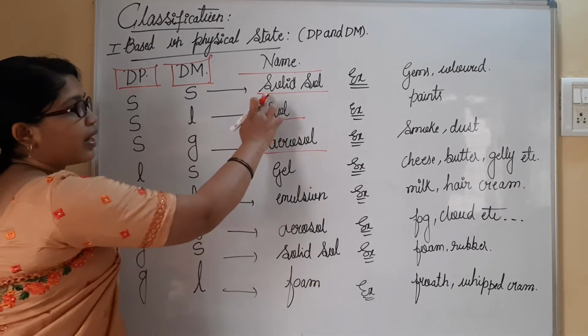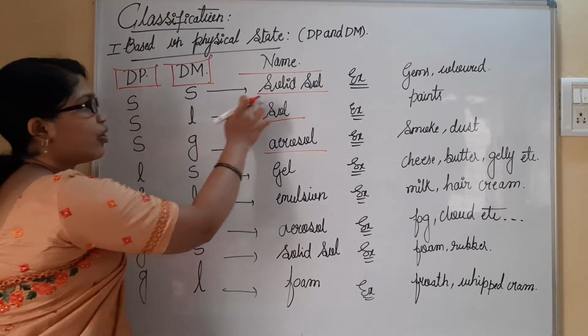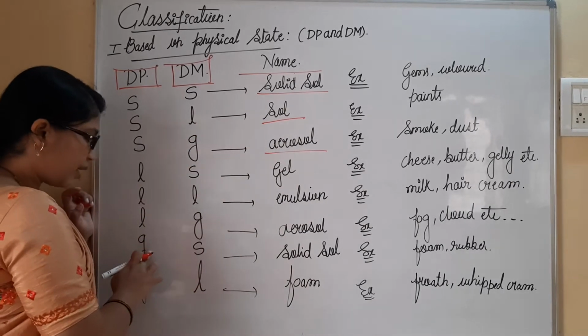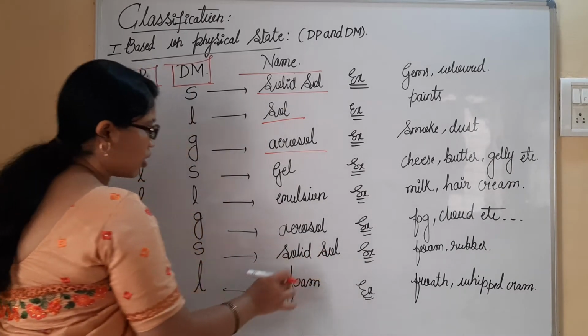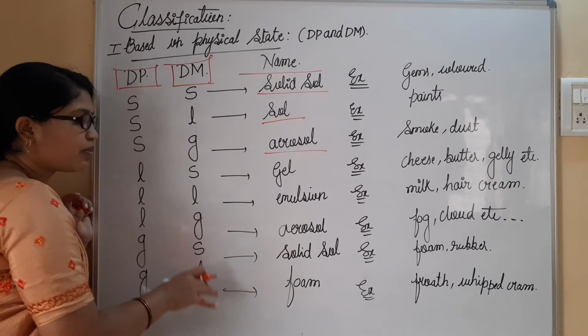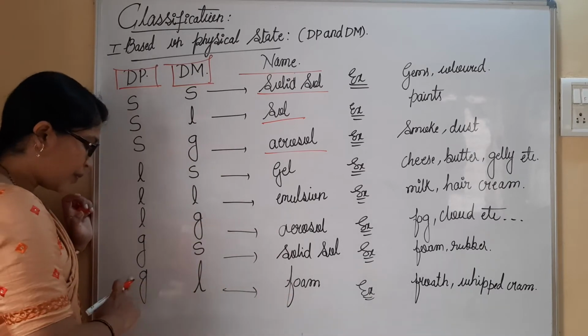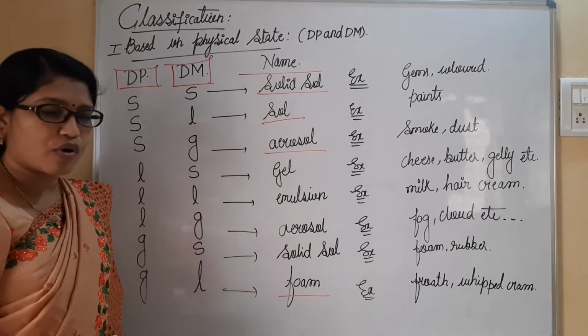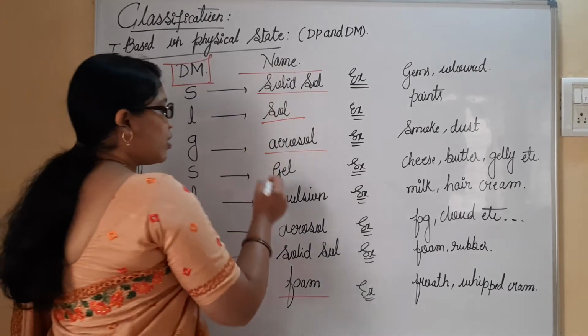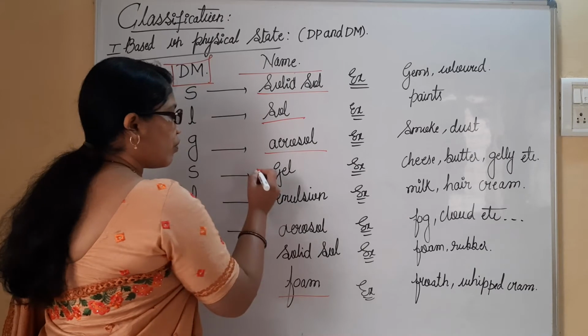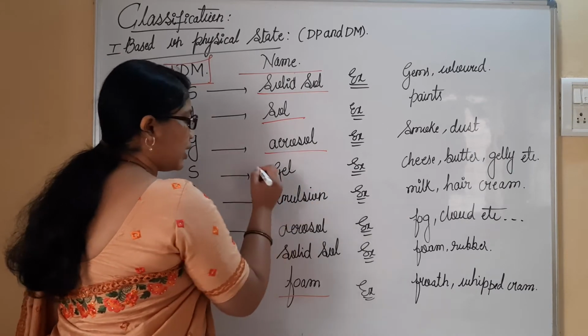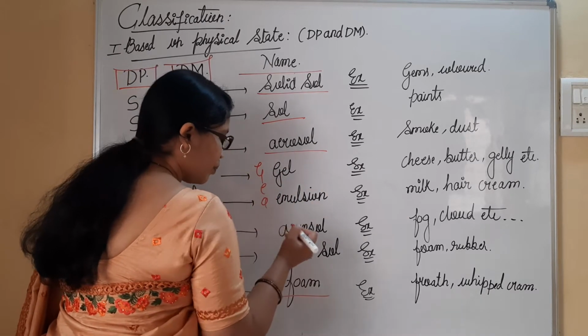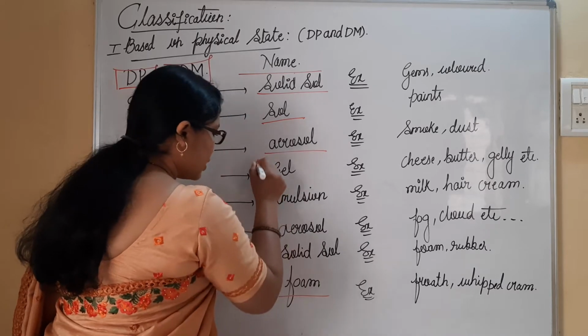Solid also gives solid sol, and gas in solid also gives solid sol, because the dispersion medium is in the higher range. Then we have gas and liquid combination. It is called foam. Just remember these three. To remember these, we have one trick: GASF. You can remember GASF.